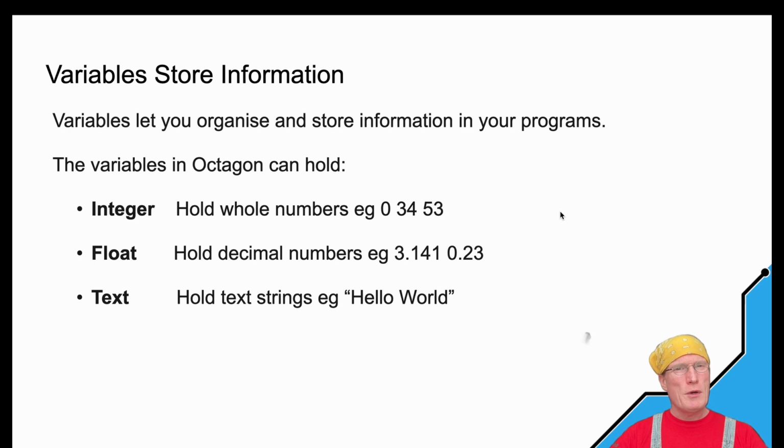Just to recap what we've covered so far, first of all, variables store information, and they let you organize and store information in your programs. The variables in Octagon can hold integers, which are whole numbers, floating points, which are decimal numbers, and finally text values, which are things like hello world or someone's name. These are the types of variable that you have in Octagon. Now let's carry on and look at the rest of the program.